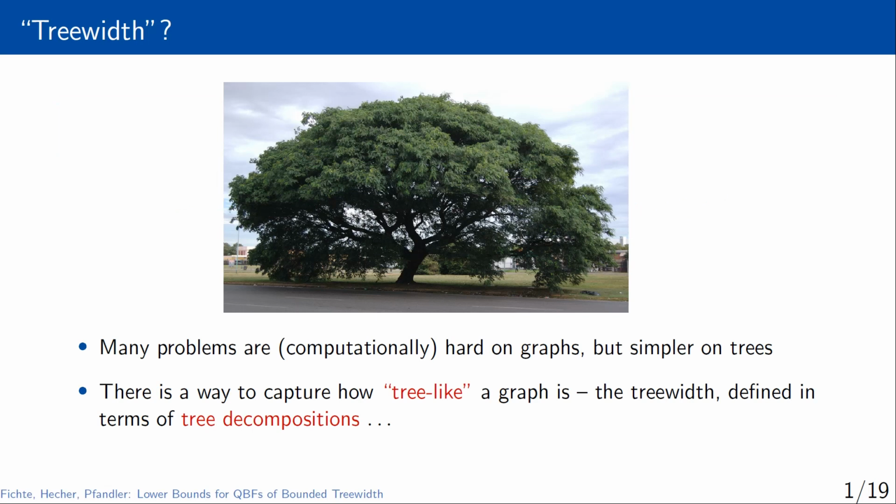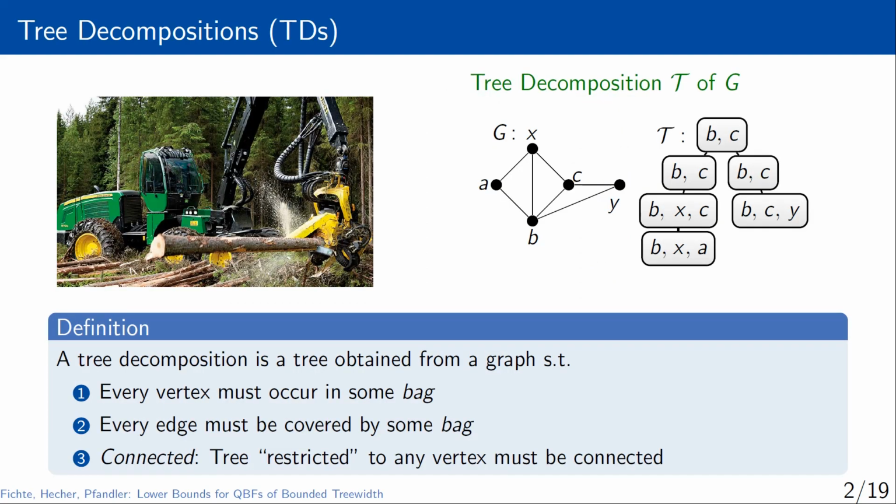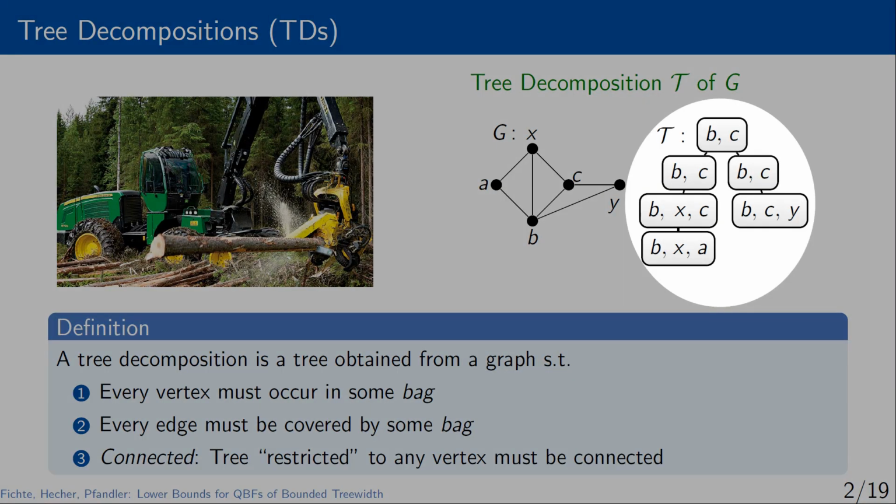Well, in general, there are lots of problems that are rather hard on arbitrary graphs, but these problems typically become rather simple if we look at the special case of a tree. Well, and the treewidth now is a way to measure the closeness of a given graph to being a tree, or to capture the tree-likeness of a given graph, and the treewidth itself can be defined in terms of tree decomposition. A tree decomposition of a given graph is an arrangement of the graph into a tree, where each node of the tree, referred to as bag, gets assigned certain vertices of the graph.